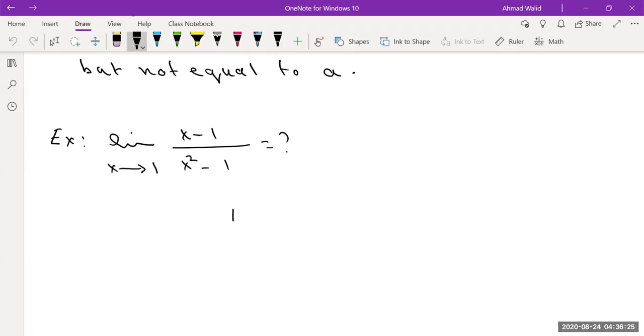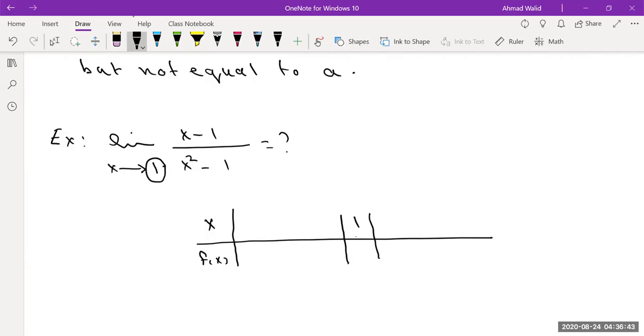But for the time being, make a table like this. Here always x, here always f of x. The number that your x is approaching, which in this example is 1, put it in the middle. Block this area because you cannot put x equal to 1, correct? You're going really, really close to 1, but not 1. Now, two or three points on the right and two or three points on the left.